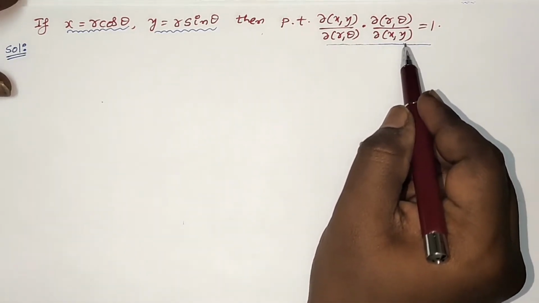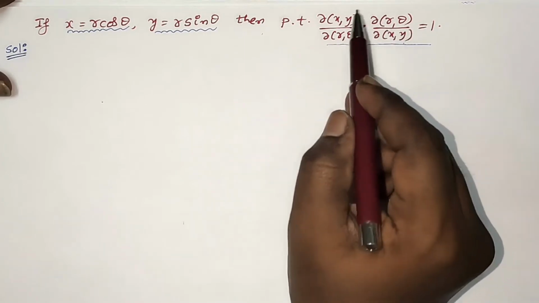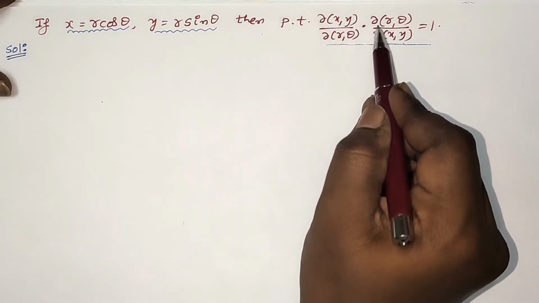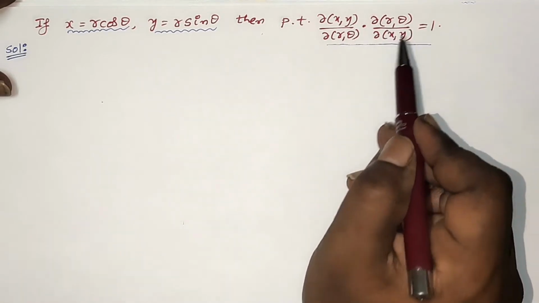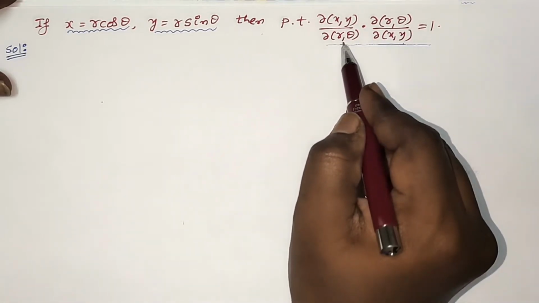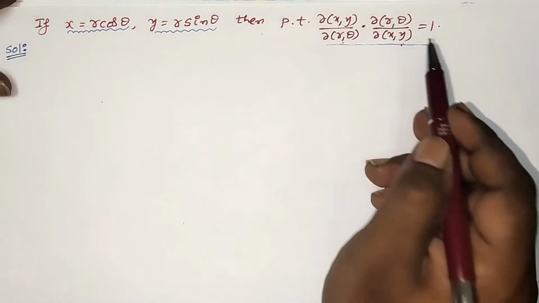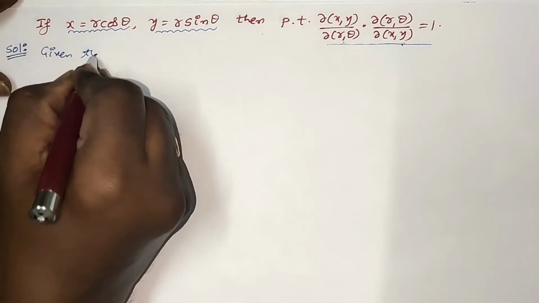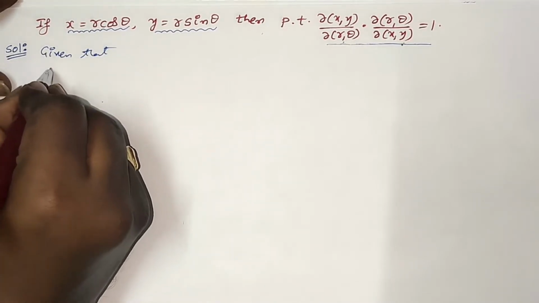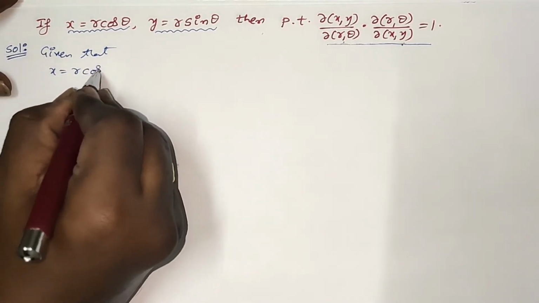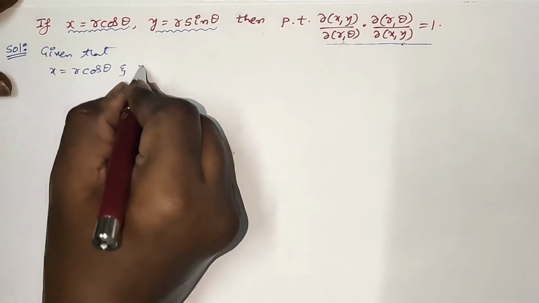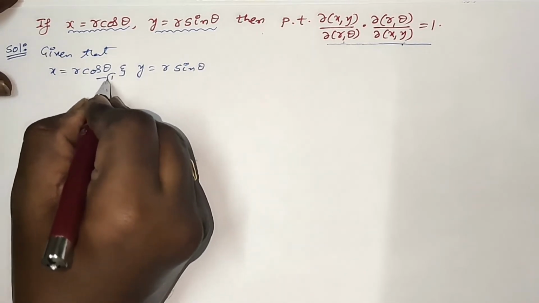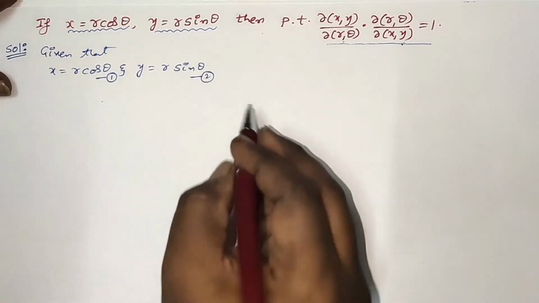This is the property of Jacobian. Already you know it. Jacobian of x, y with respect to r, theta, product Jacobian of r, theta with respect to x, y is 1. This is called direct Jacobian and this is called reverse Jacobian. Given that x is equal to r cos theta and y is equal to r sin theta, take this as equation number 1 and this as equation number 2.